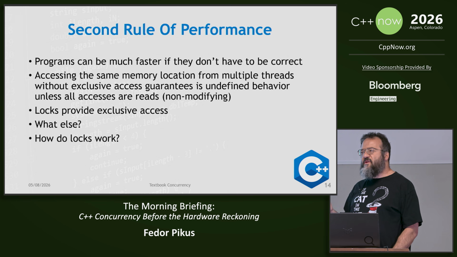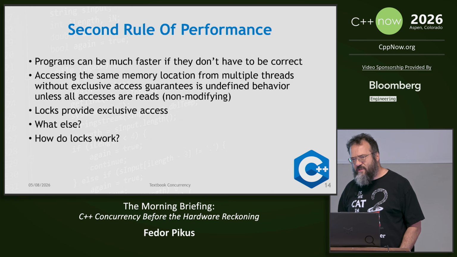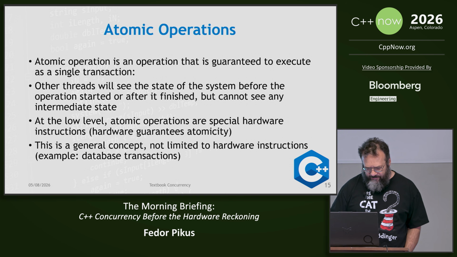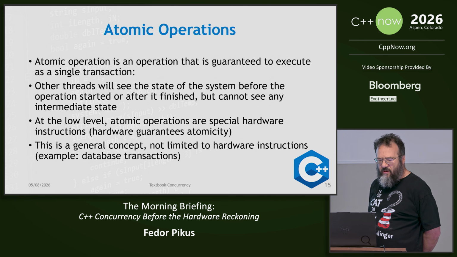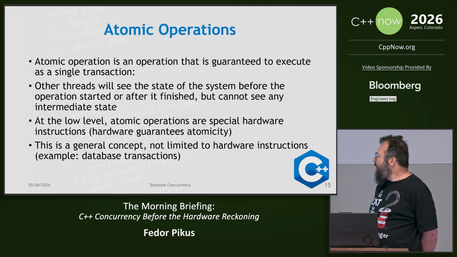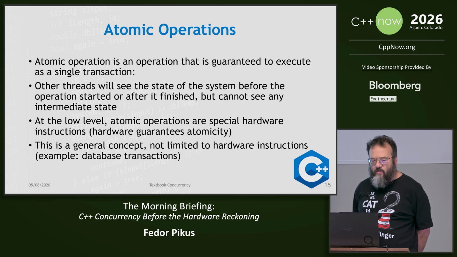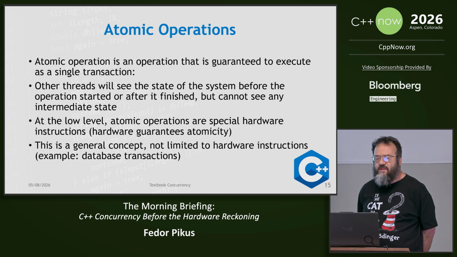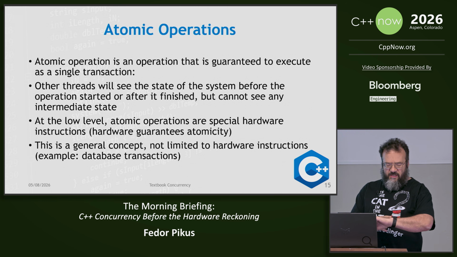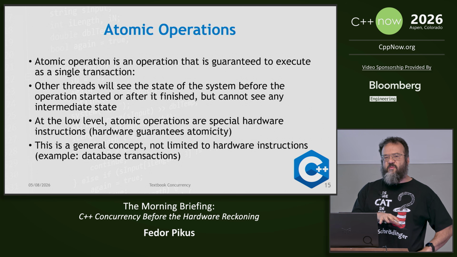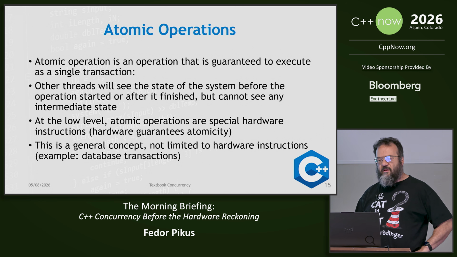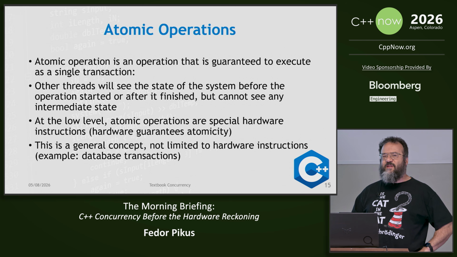To write efficient or high-performing code, well, high-performing code depends on your performance targets. Efficient code, yes. Okay, so now let's go into the building blocks of C++ concurrency. So we have these atomic operations. An atomic operation is an operation that is guaranteed to execute as a single transaction. So it's something that cannot be interrupted. All other threads will see the state of the system either as it was before or as it was after, but they cannot observe the system in its intermediate state.